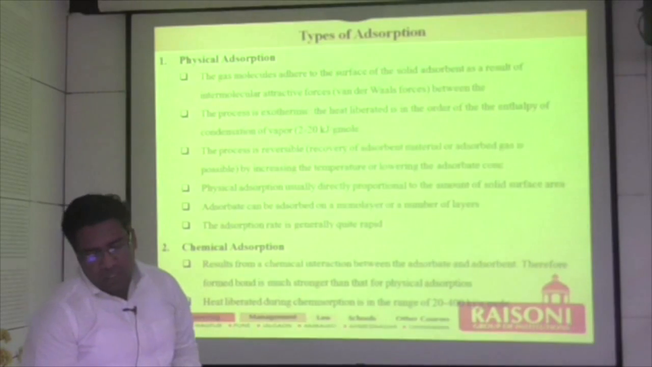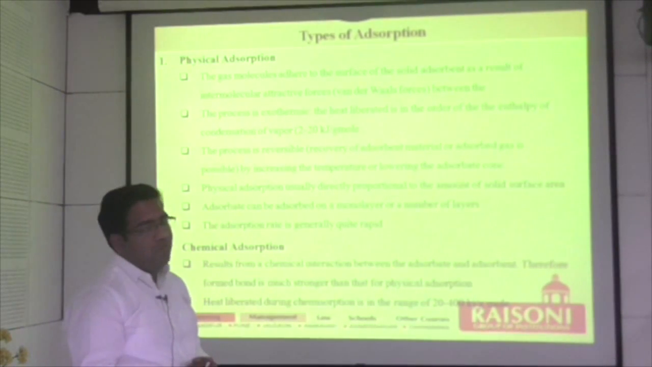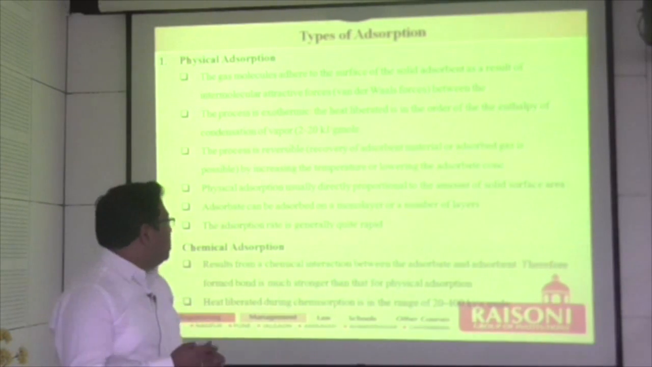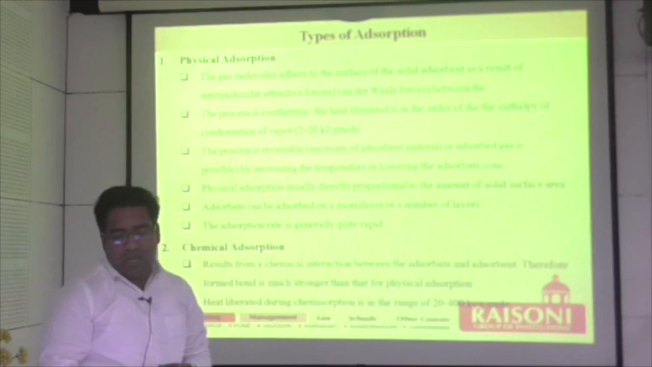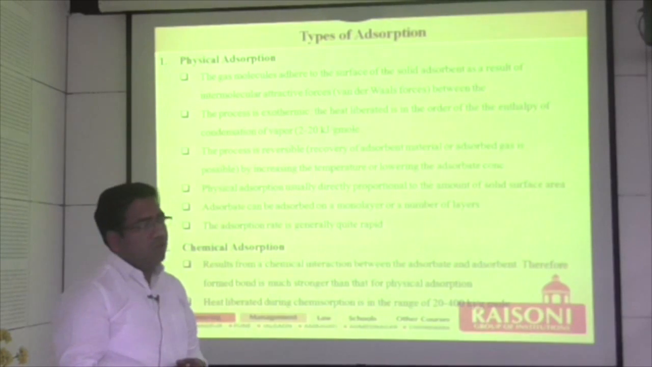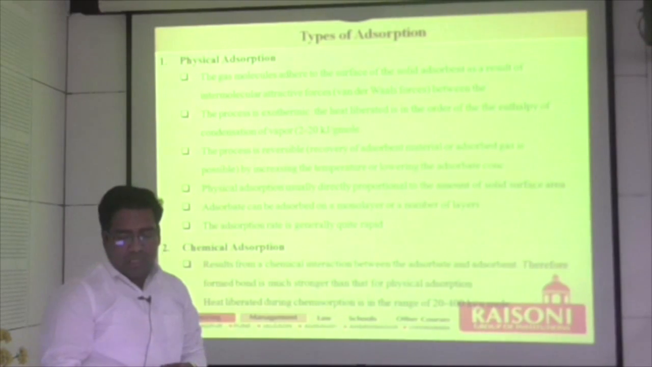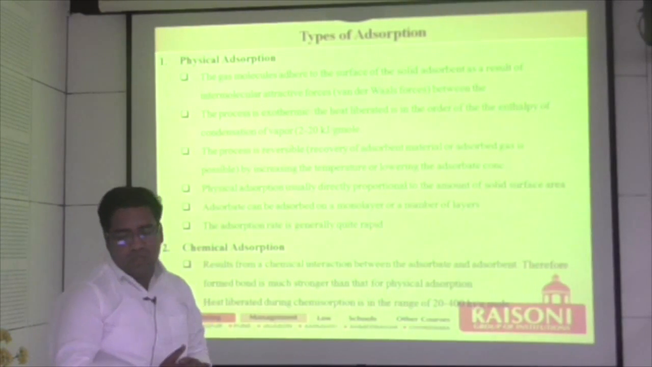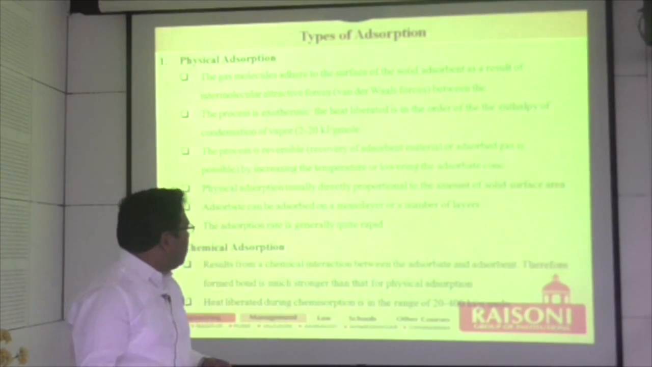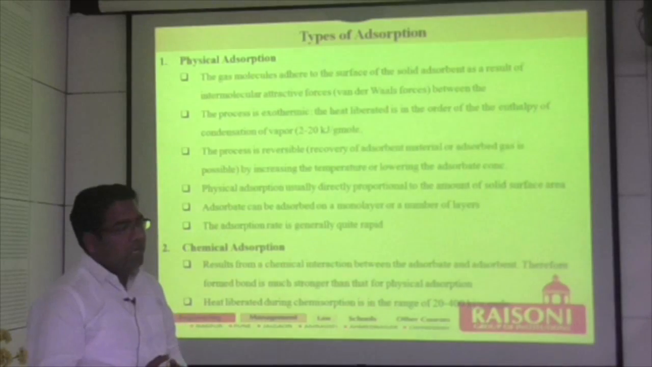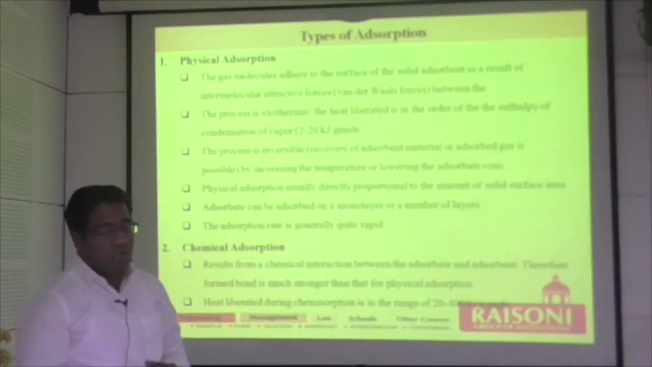In physical adsorption, the gas molecules adhere to the surface of the solid adsorbent as a result of intermolecular attractive forces between the solid and the adsorbate. The process is exothermic, with heat liberated in the order of the enthalpy of condensation of a vapor. It is up to 2 to 20 kJ per gram mole. The process is reversible. Physical adsorption is usually directly proportional to the amount of solid surface area. The adsorbate can be adsorbed in a monolayer or a number of layers. The adsorption is generally quite rapid as compared to chemical adsorption.